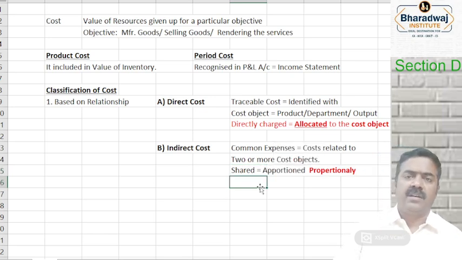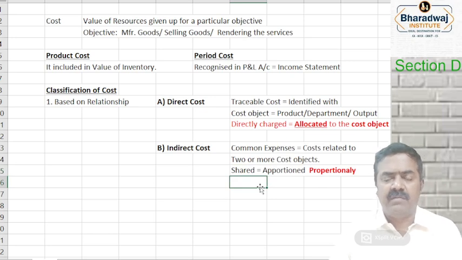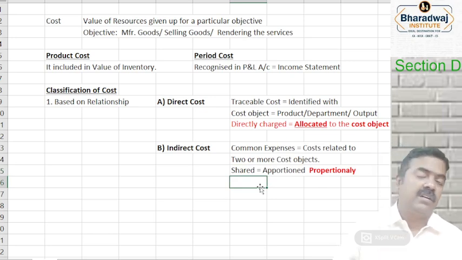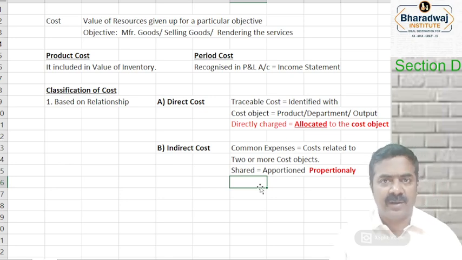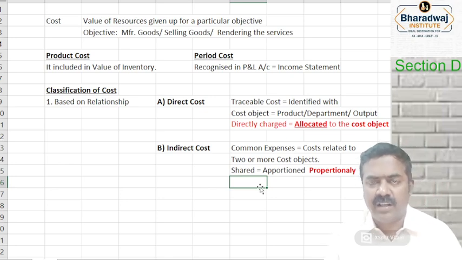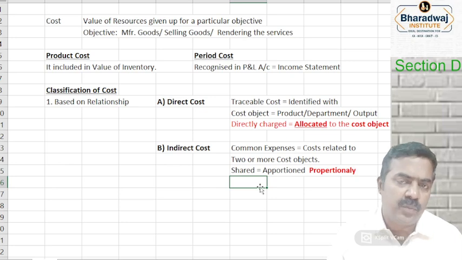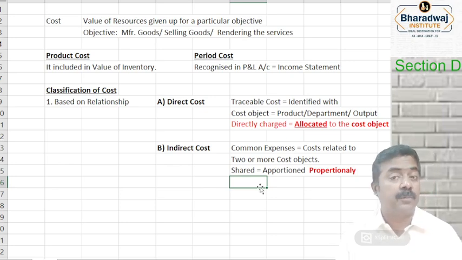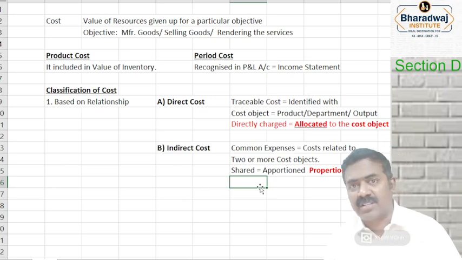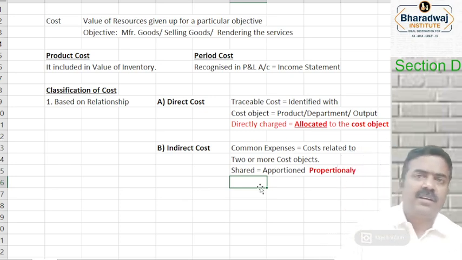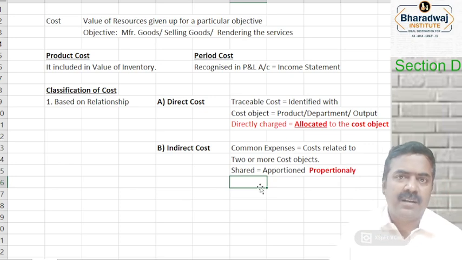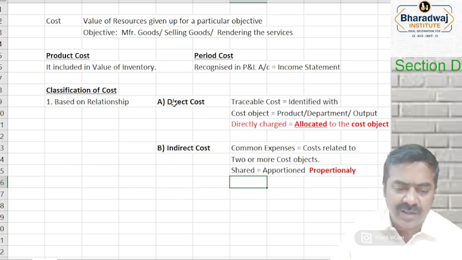For example, rent paid by the academy: we share it on the basis of square feet of classes occupied. Cleaning and maintenance charges: we apportion based on what? Number of students studying. Advertisement cost that is incurred commonly: we apportion based on which one? Revenue.